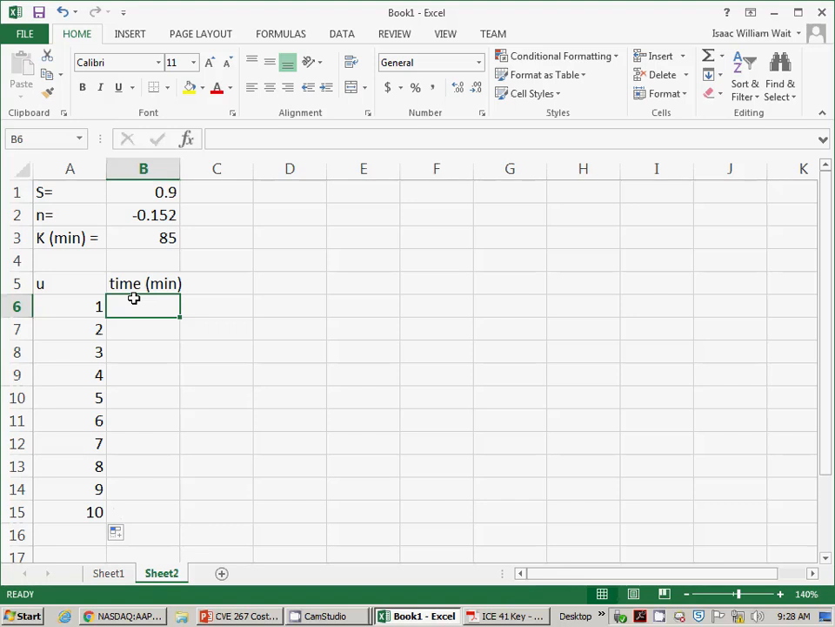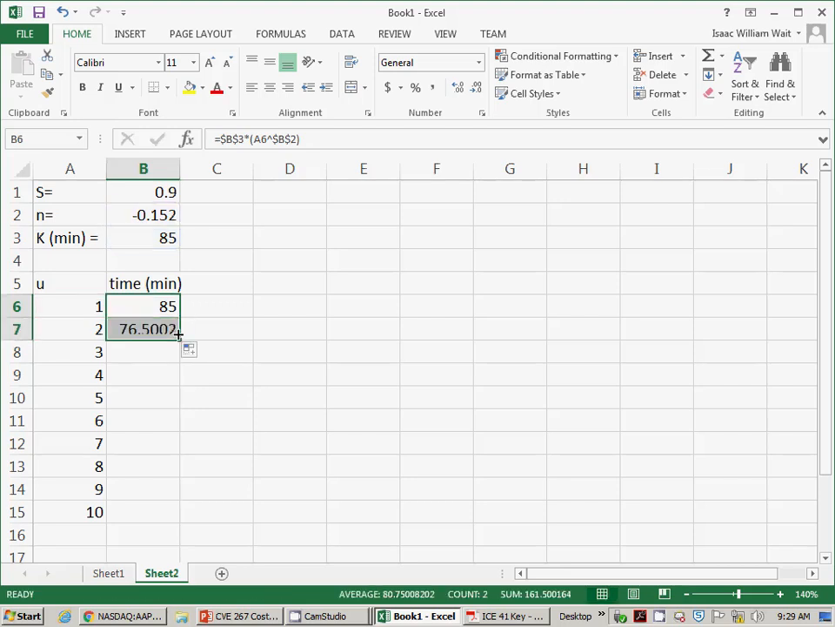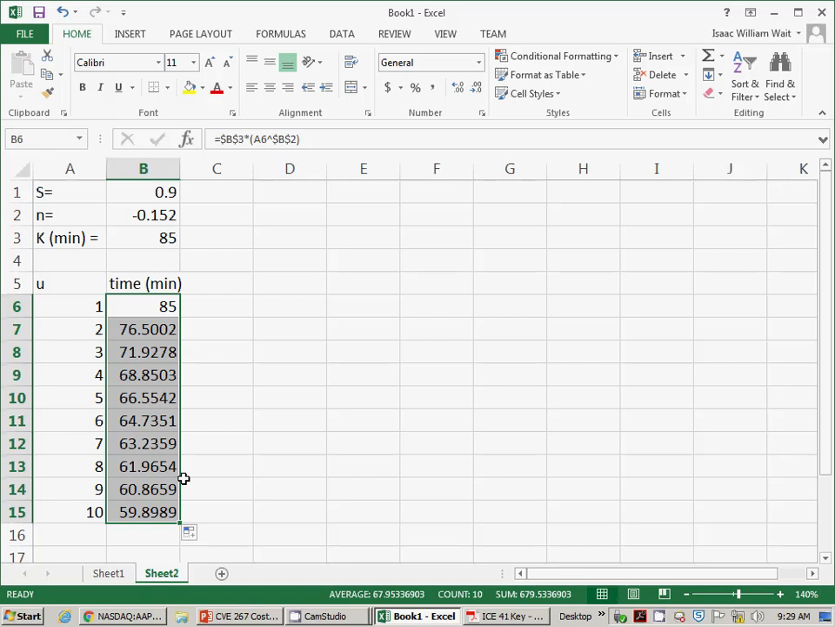All right. So the function is going to be 85, anchor that, times U to the power of N. And I also want to anchor that. All right, so 85, hopefully this number 2 will be 76.5, which is the data that we had, yeah. We'll drag it down through all of them. And 59.9 is what we got for the last one.